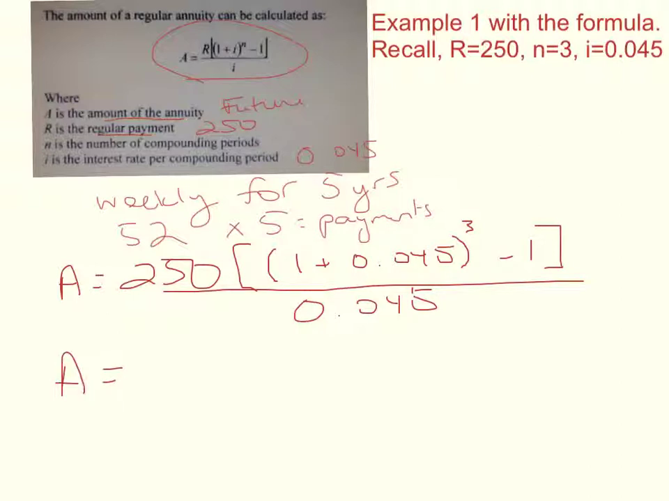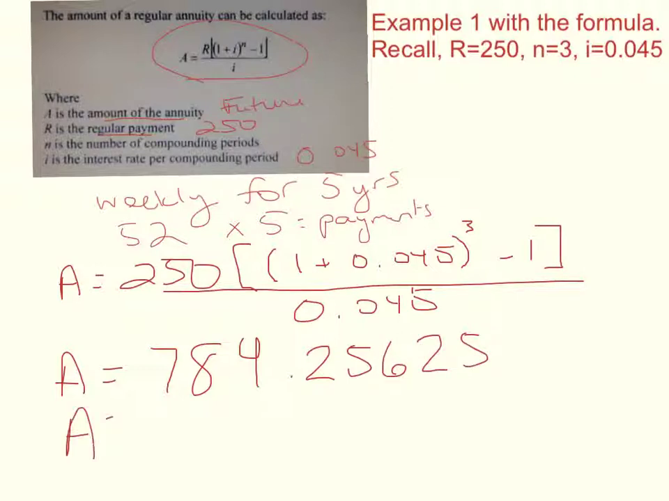And when we use the calculator in this method, we get the answer $784.25625, which would round to approximately $784.26, which is the value we found previously. So this is a much more efficient method for calculating the future value of an annuity.